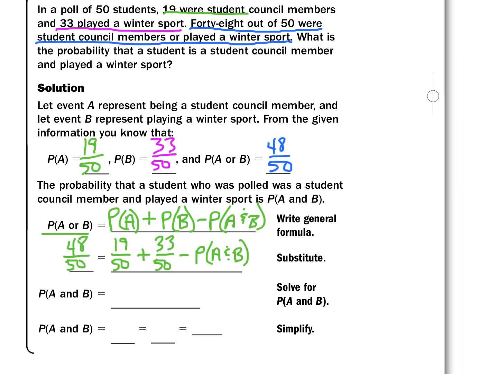So if I adjust this and solve for the probability of A and B, I need to add the probability of A and B to both sides, and I need to subtract 48 out of 50 from both sides. So 19 out of 50 plus 33 out of 50 minus 48 out of 50. So 19 plus 33 is 52. 52 minus 48 is 4, so 4 out of 50, which reduces to 2 out of 25, which is equal to 0.08.